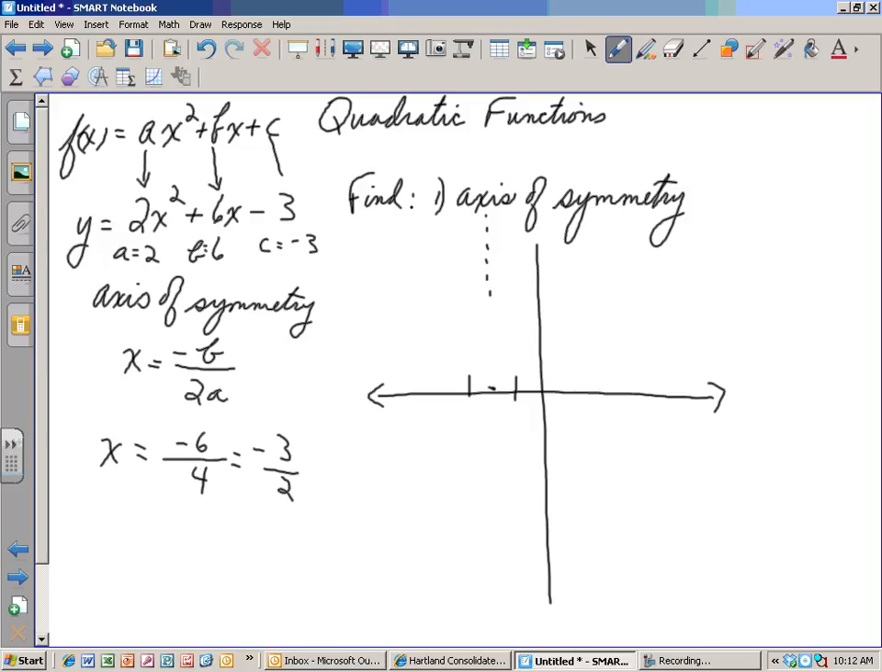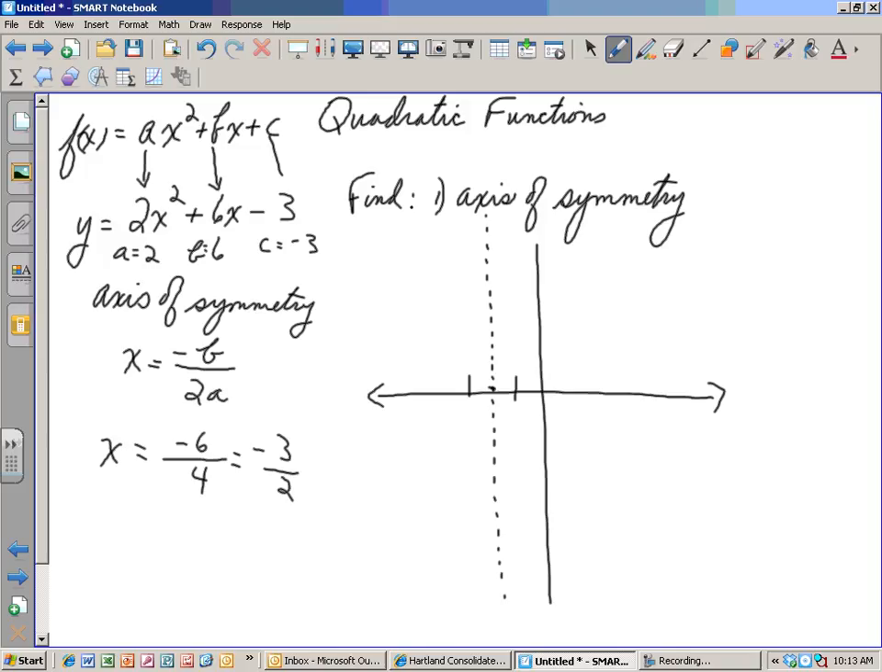Here's the imaginary line that cuts that parabola right in half at -3/2. So I know that the parabola is going to go right around that line, and I know it's going to be a little narrower. Now what we're going to do is find the vertex.